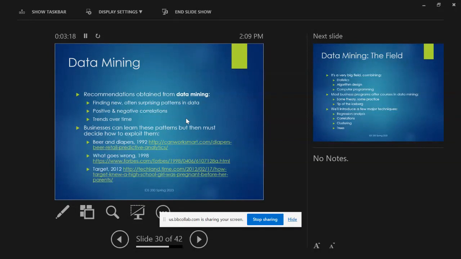Okay, well, the rest of today is about what's called data mining. So data mining is very simply finding patterns in data. So an organization has a big pile of data. They want to answer some questions with that, find some patterns.